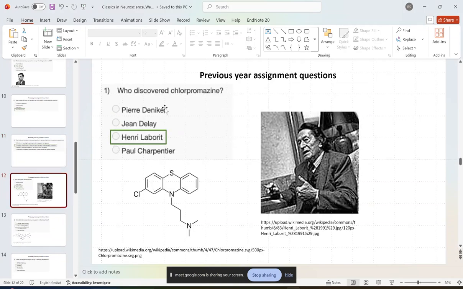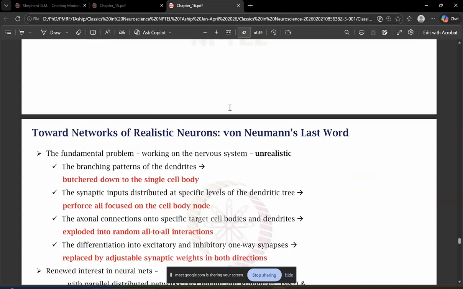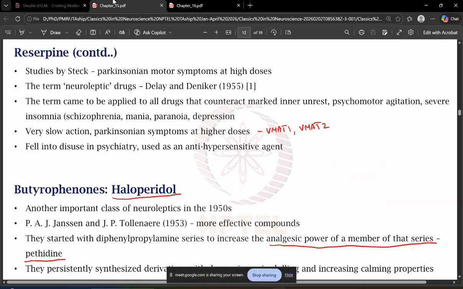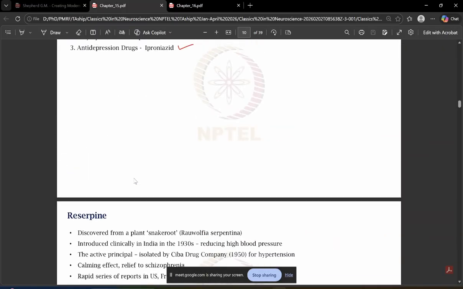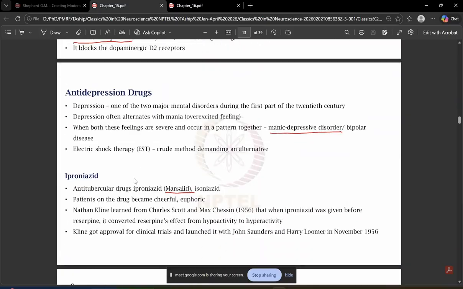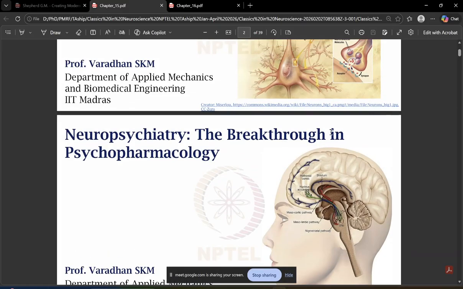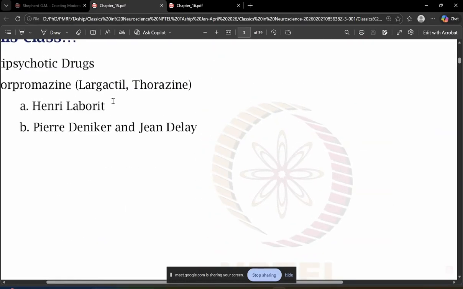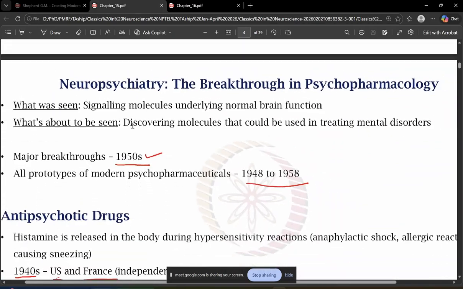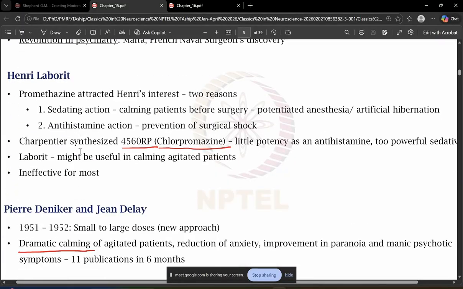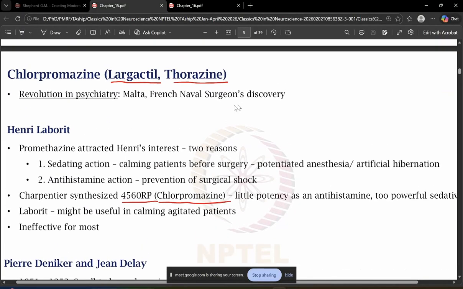Next, who discovered chlorpromazine? Like I said, we'll discuss this. This was done by the French naval surgeon, if I'm not wrong, Henry Laborit. Henry Laborit was a naval surgeon at Malta.